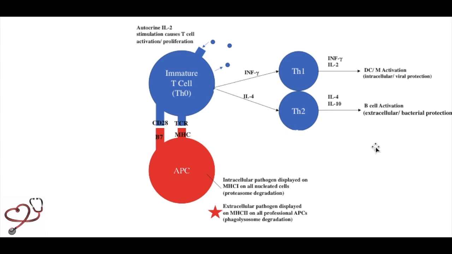So just to recap real quickly, naive helper T cells are stimulated by antigen from professional antigen presenting cells presented on MHC2 through co-stimulation in order to activate itself through autocrine IL-2 stimulation in order to differentiate into either Th1 or Th2, which supports intracellular/viral protection or extracellular/bacterial protection, respectively.